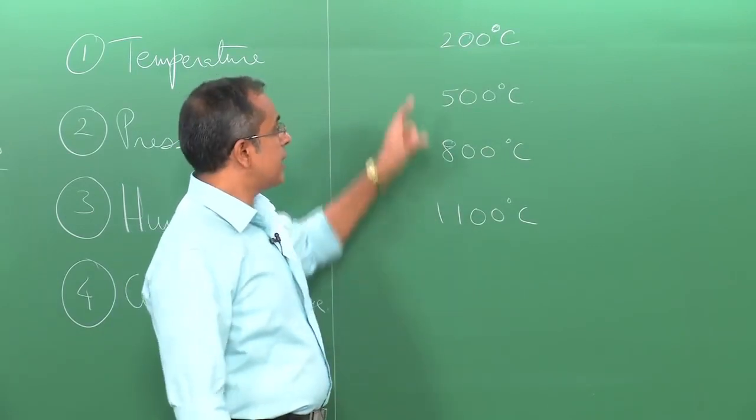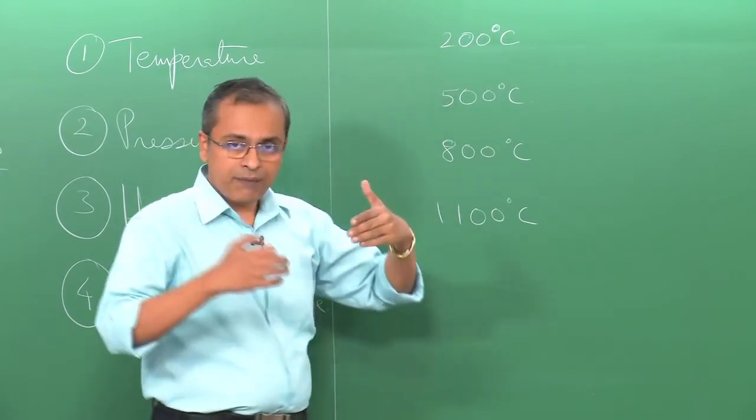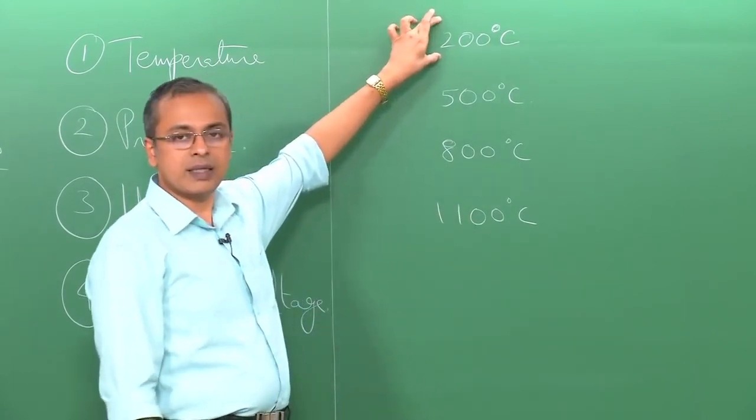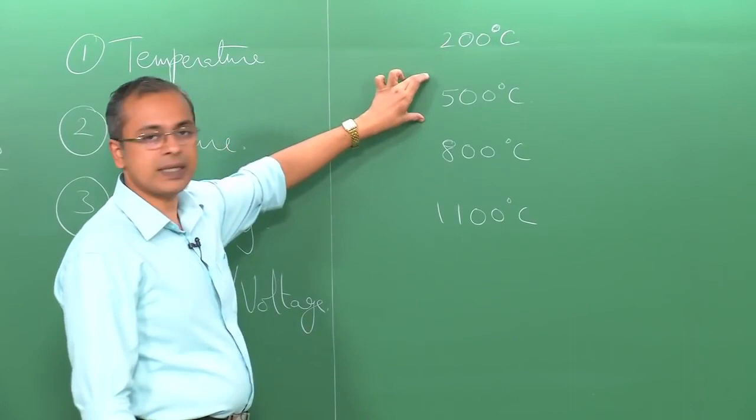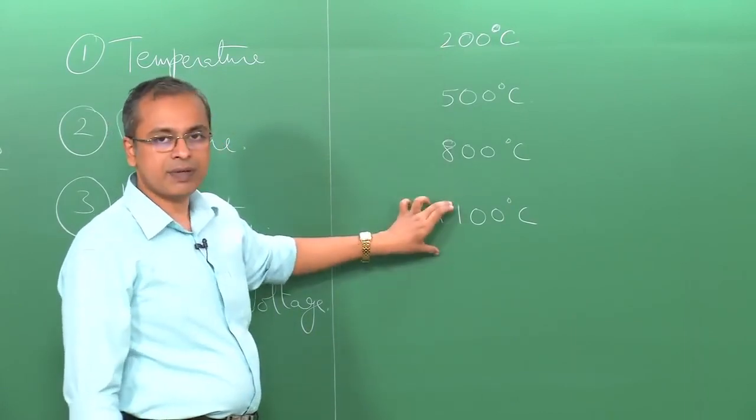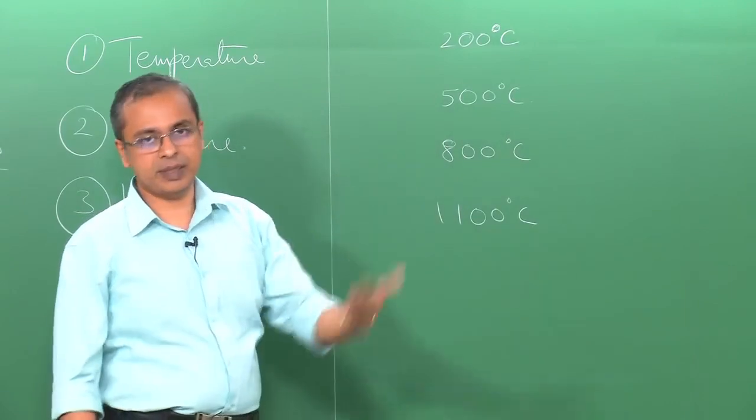So, it is important that when you present the data, you are going to say that this data I obtained at 200 degrees C, then I changed the temperature of the system to 500 degrees C and I obtained some other data, then I changed it to 800 degrees C, 1100 degrees C, and then you do a trend based on temperature, right.